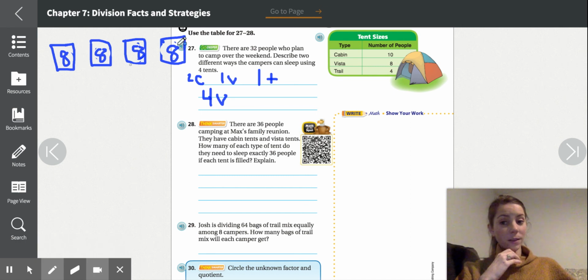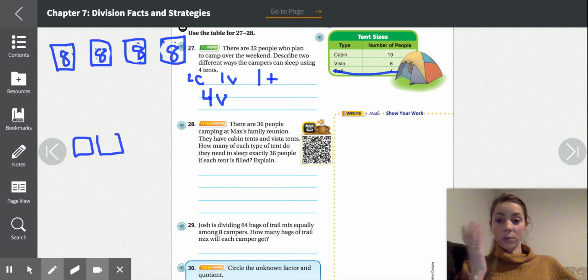So it's kind of like the same thing again where you're going to be doing guess and check. And you can only use cabins and vistas. We can't use any trails, so you can't have any fours. And they have to get to 36. Now this time you don't know how many of each or how many total tents either. So let's just try some.